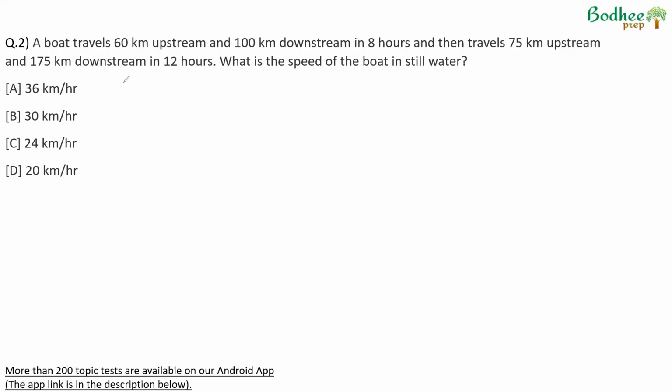A boat travels 60 kilometers upstream and 100 kilometers downstream in 8 hours, 75 upstream and 175 downstream in 12 hours. Speed of the boat in still water. Let the speed of the boat be b and that of the stream be s kilometers per hour. So when the boat goes upstream, the upstream speed will be b minus s and the downstream speed will be b plus s. So we'll form equations while reading the question itself.